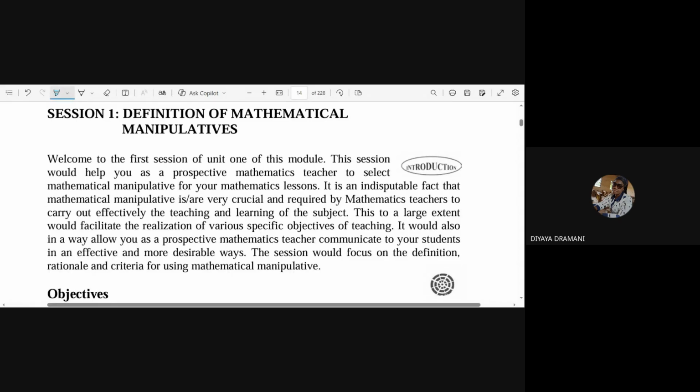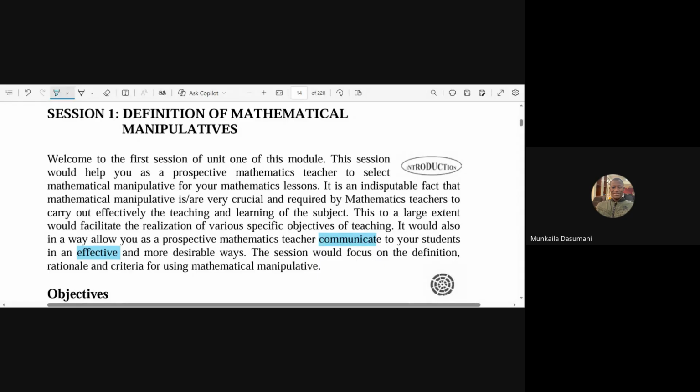This, to a large extent, will facilitate the realization of various specific objectives of teaching. It would also, in a way, allow you as a prospective mathematics teacher to communicate to your students in more effective and desirable ways. The section will focus on the definition, rationale, and criteria for using mathematical manipulatives. Thank you very much, Dia.